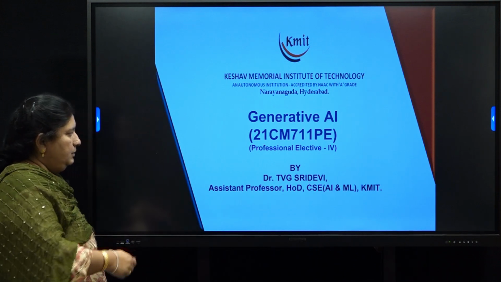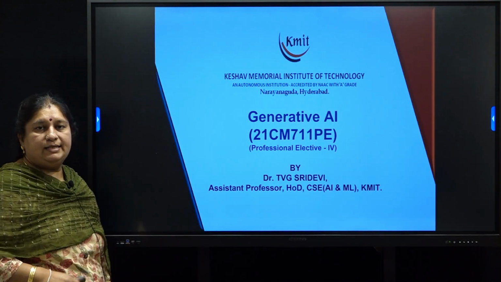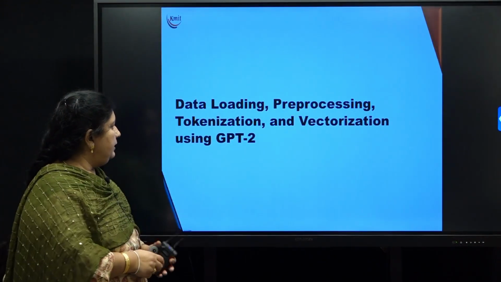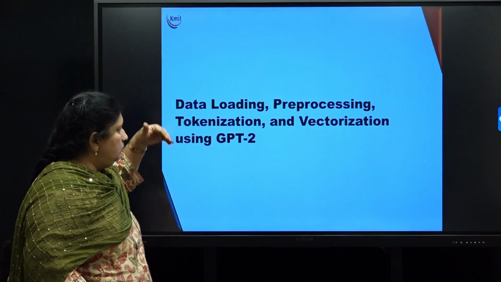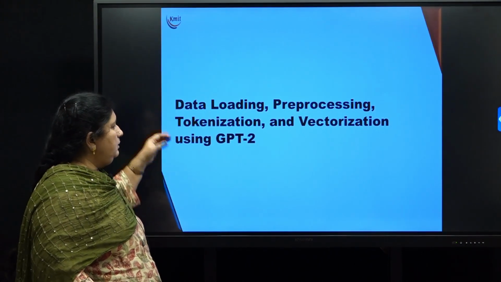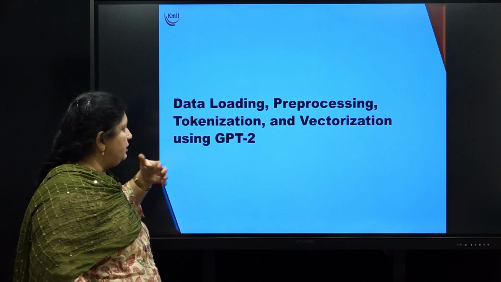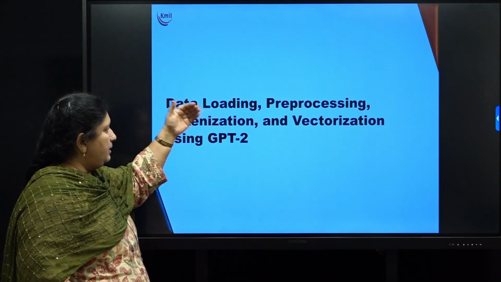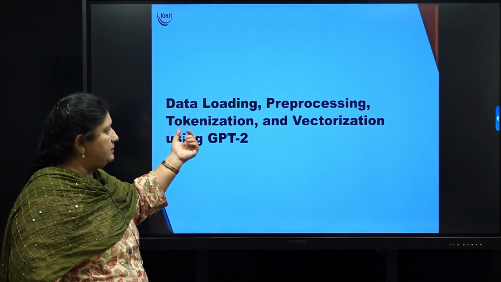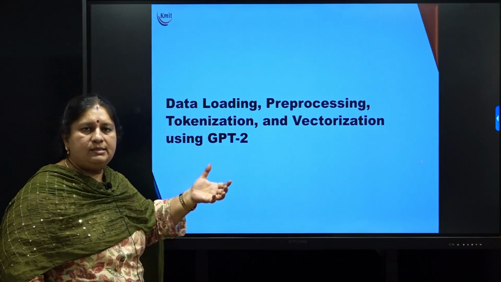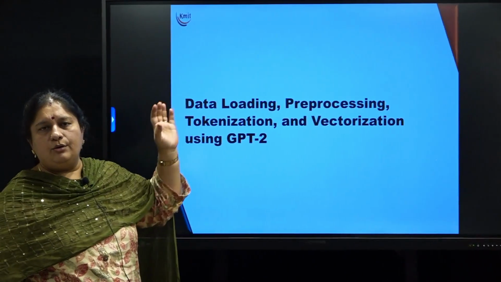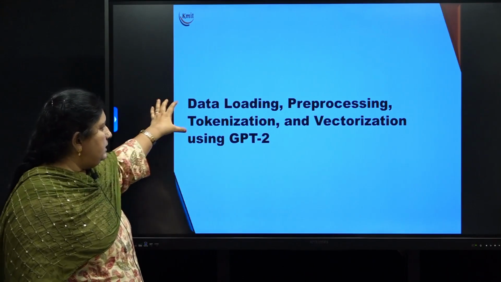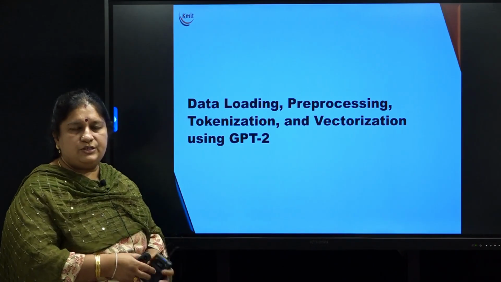Hello everyone. In the previous session we have learned text generation using RNN and GPT-2. In this session we will be talking about how these things, text generation and summarization, are done, and what the processes behind that are. We need to load the data, and pre-processing, tokenization and vectorization are all required internally in order to do applications like generation and summarization. So let us talk about these processes which are happening.